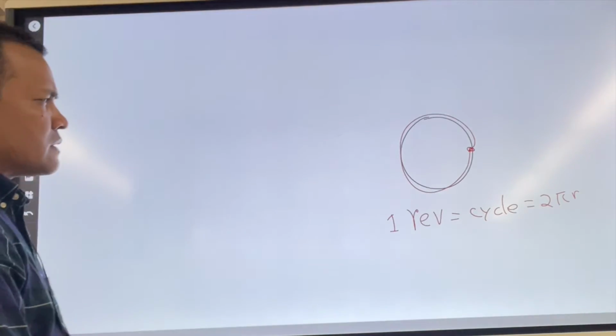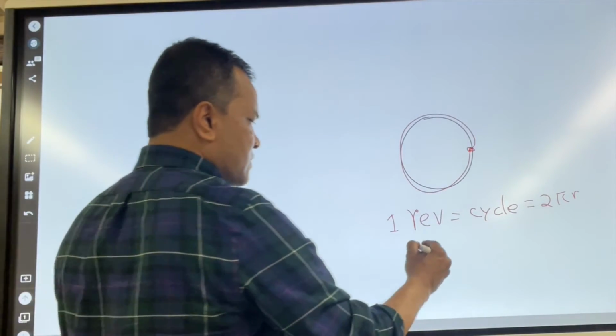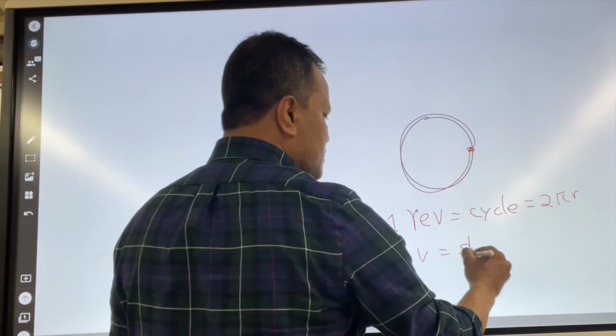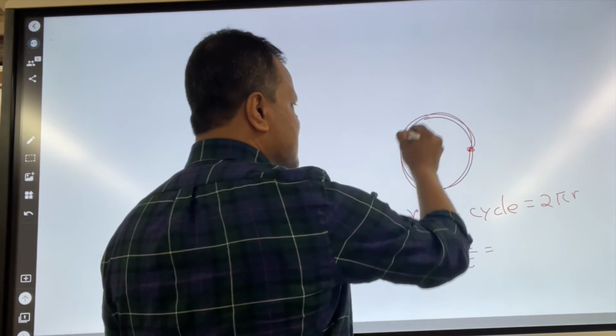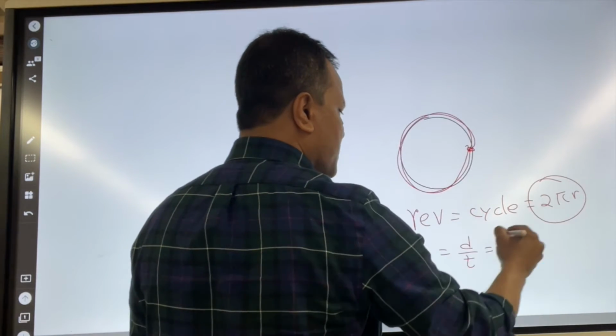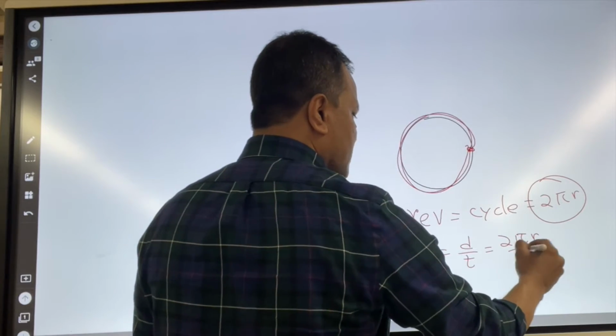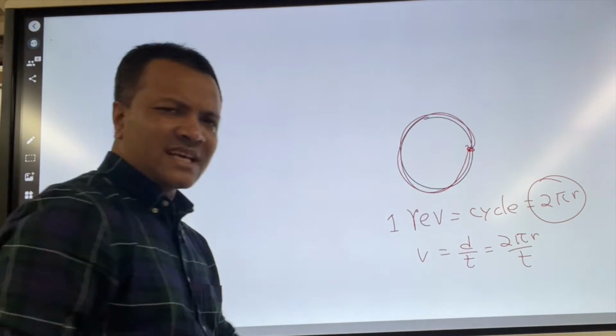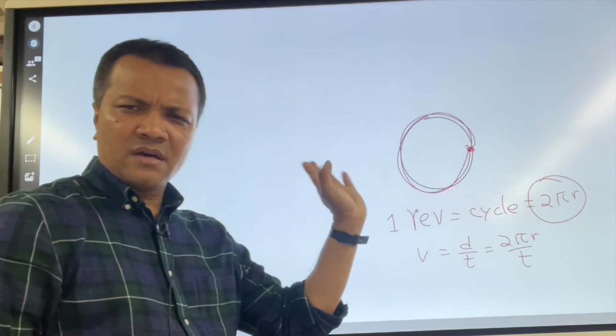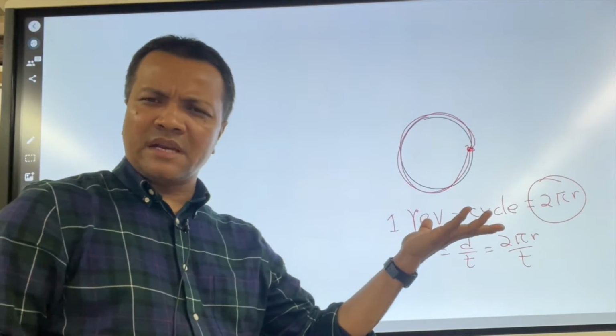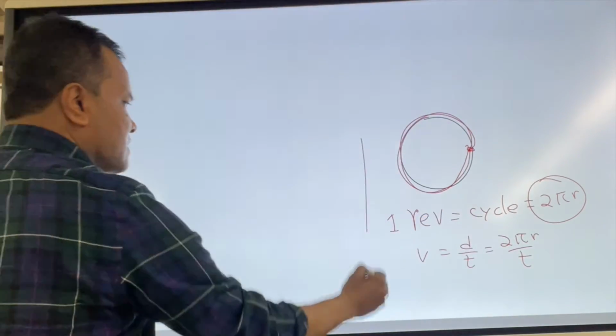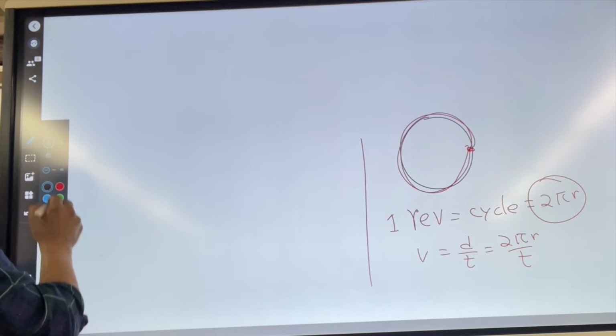So let's see. If you want to find the velocity of this one, velocity is distance over time. So what is the distance? The distance is this distance, and that distance is 2 pi r over t. Alright. Now when we talk about t here, t is the period, okay? And that kind of relates to the frequency. So what is frequency? So let's talk about the frequency.